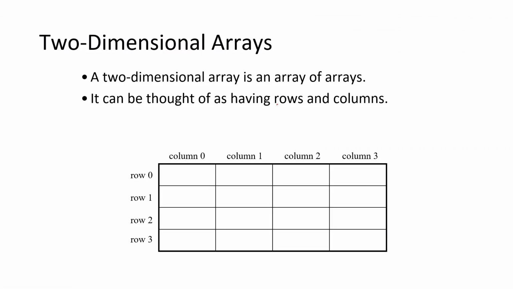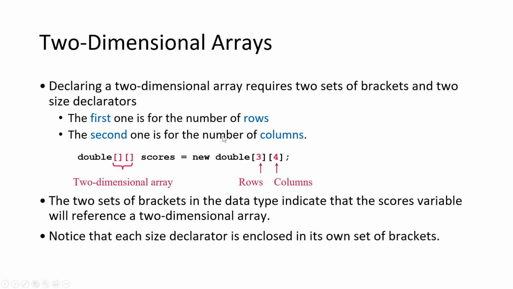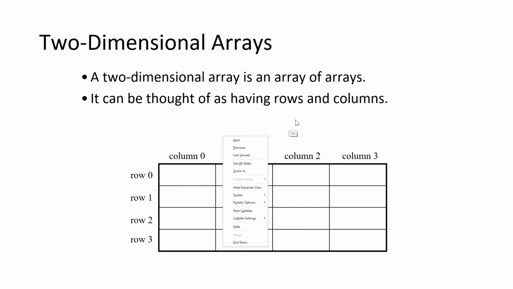If you think about it, a two-dimensional array would look like this. It's a grid, right? It has a number of rows and it has a number of columns. And for each of these, you will need to index it somehow. But before we go to how to index this, let's think of a two-dimensional array as an array of arrays.